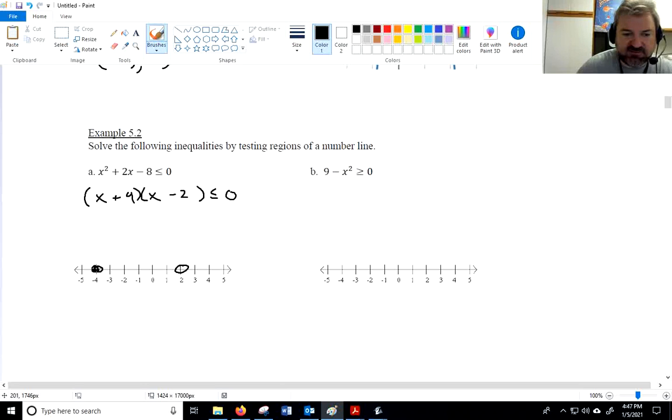Well, actually, I'm going to color those in to indicate that they're solutions, because that's what makes this expression equal to 0. And as you can see, that's less than or equal to. So we definitely want that part of our solution set.